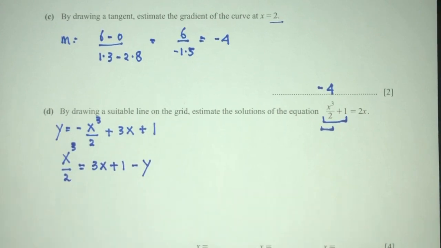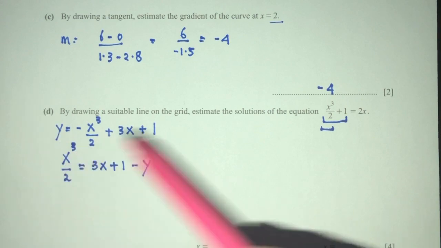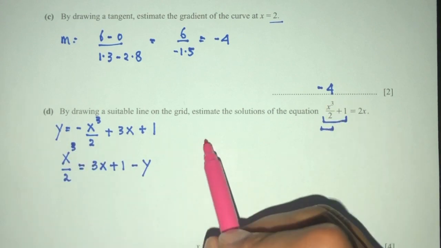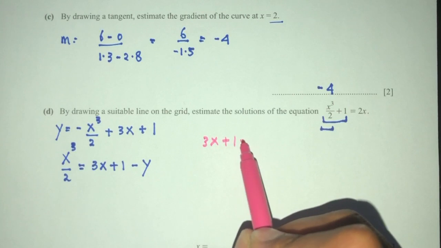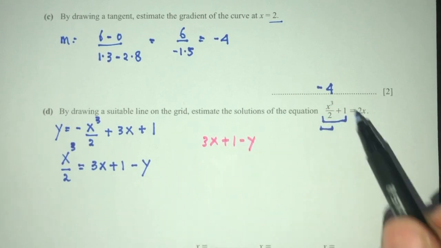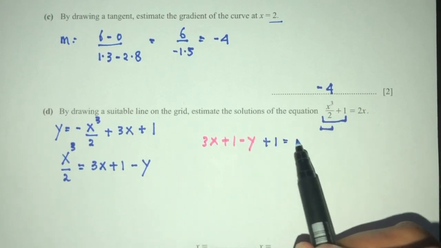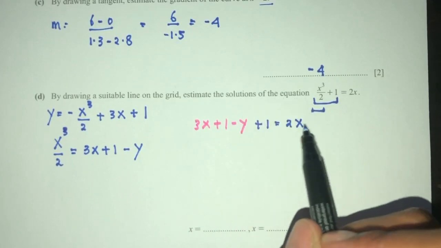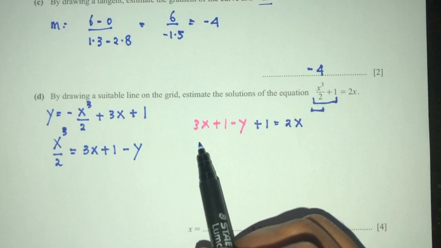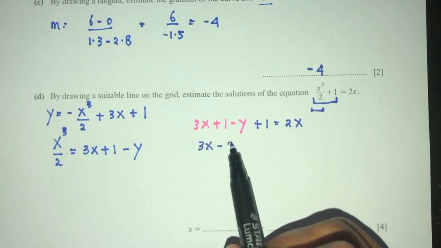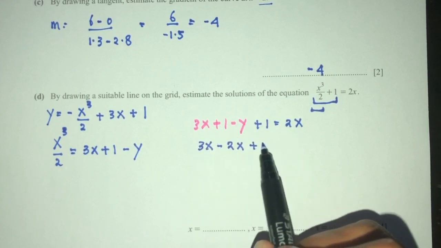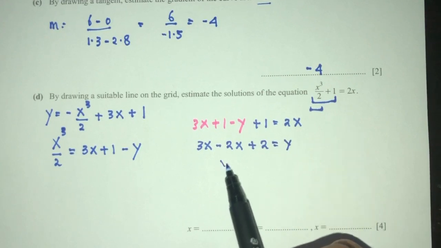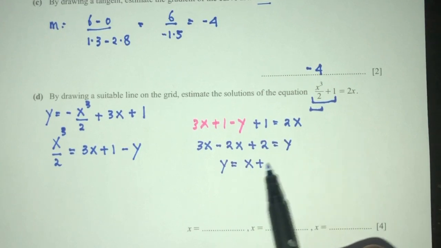So now what can you do? You can replace this value in here. So this is equal to 3x plus 1 minus y. And then here we have plus 1 again, equal to 2y. Now send this over here and this over here, you will have what? 3x minus 2x, that will be plus 2, equal to y. So y is equal to x plus 2.